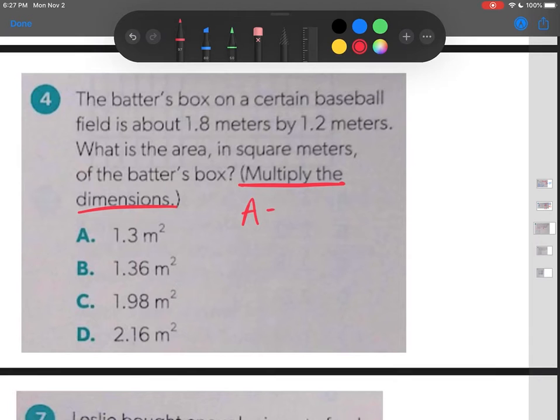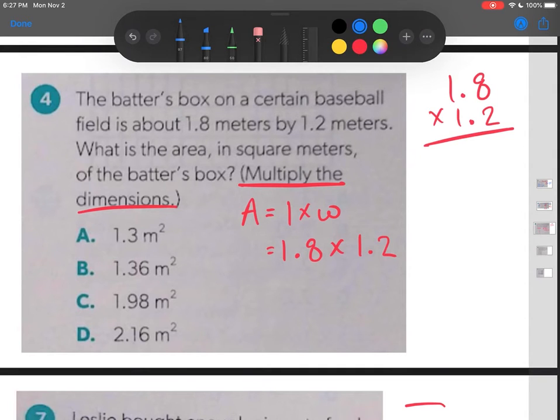So when we're finding the area of a box, a square, something like that, our area would equal its length times its width. So in that case, it's going to be 1.8 times 1.2. So let's do that. So let's multiply our 2 out first. Well, 2 times 8 is 16. Carry the 1. 2 times 1 is 2, plus 1 is 3.